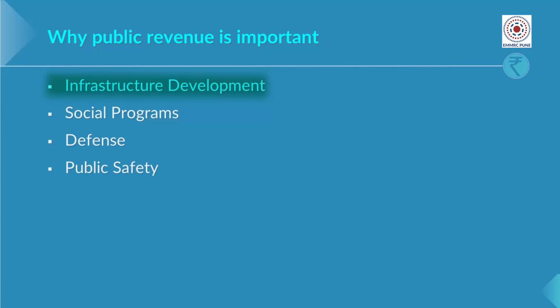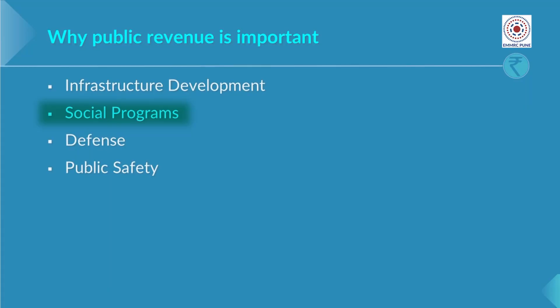infrastructural development. Governments use public revenue to build and maintain critical infrastructure such as roads, bridges and public transport systems. This infrastructure is essential for economic development and helps to improve the quality of life for citizens. Social programs. Governments also use public revenue to fund social programs such as healthcare, education and housing. These programs help to provide essential services to citizens and improve their overall well-being.